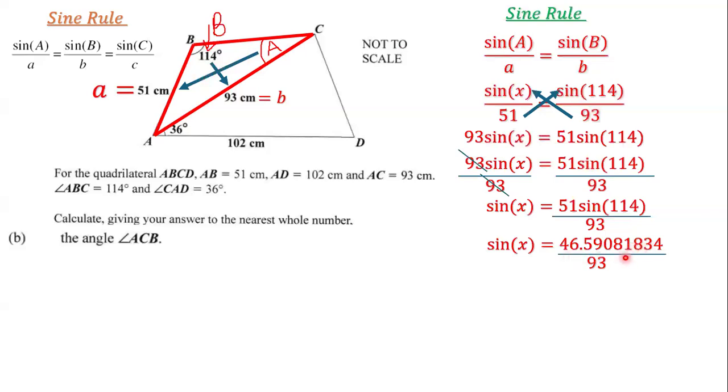56.59081834 divided by 93. Next, we actually divide the two. We divide 56.59081834 by 93, and when we divide these two, we get 0.500976541. So sine of X is equal to this particular decimal.